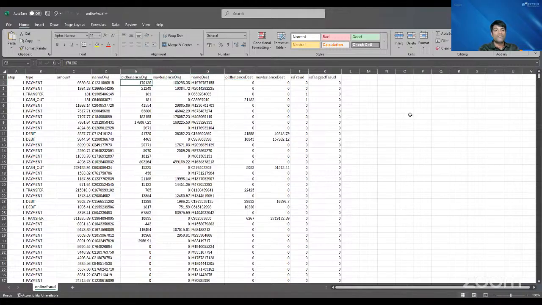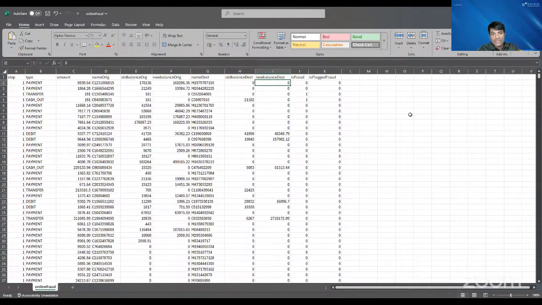So here you can see, for the origin, the person who is sending, the amount he is trying to send, his old balance and his new balance. For the destination account, you can see the old balance and the new balance, of that particular person who is receiving that amount, and where the amount is coming from.